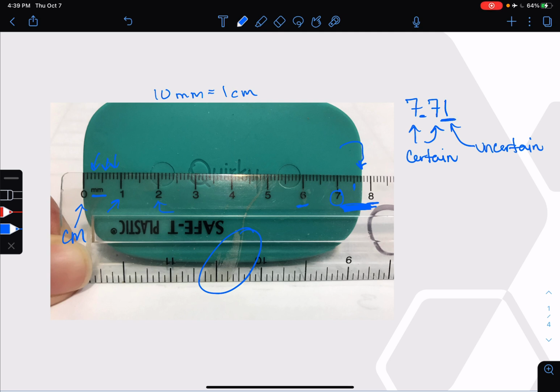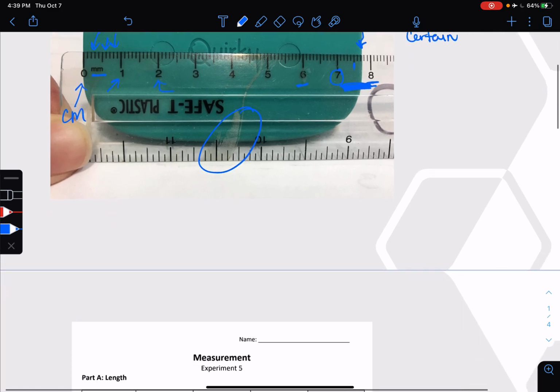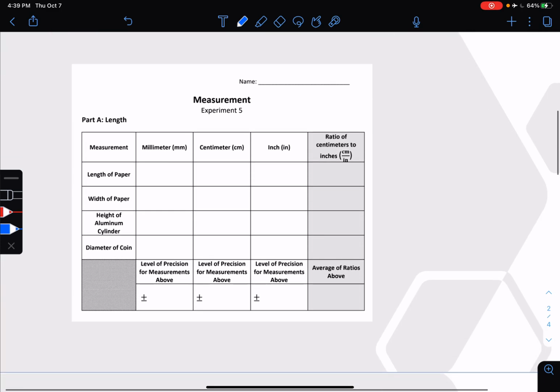All right, so we would have 3 significant digits there. And if we were to put that in the worksheet that you have for this lab, what we'll do is we'll say, okay, let's have a teal object here. And we're doing centimeters. So we go ahead and put 7.71. Again, if your partner thinks that it's 7.72, that's fine because that last digit is uncertain. That's our best guess. That's where we have wiggle room.